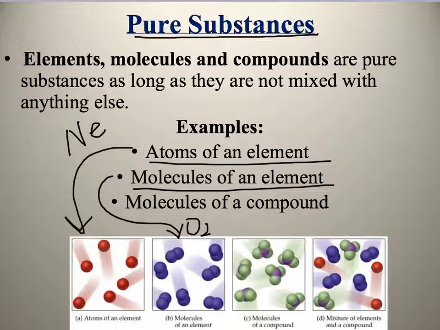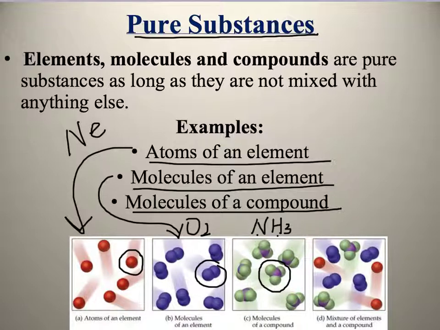We could also have molecules of a compound. So molecules of a compound, and that might be something like ammonia, methane, water. So let's choose NH3 here. This is a compound. You have both nitrogen and hydrogen present, but if you just look at one singular one, this would be a molecule. And if we mixed these all together, if we took a sample of this and we mixed it with this and we mixed it with this, now we have what's called a mixture. Not pure. So not a pure substance, a mixture.